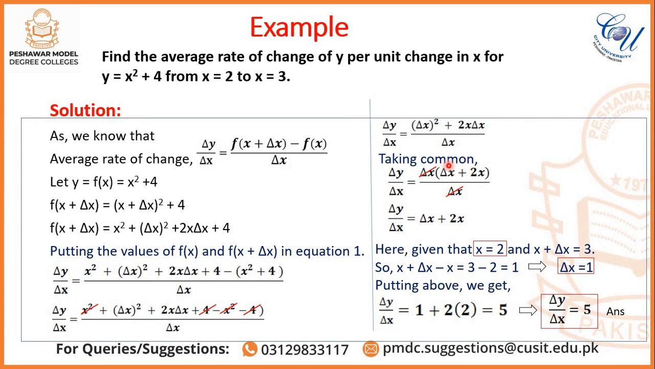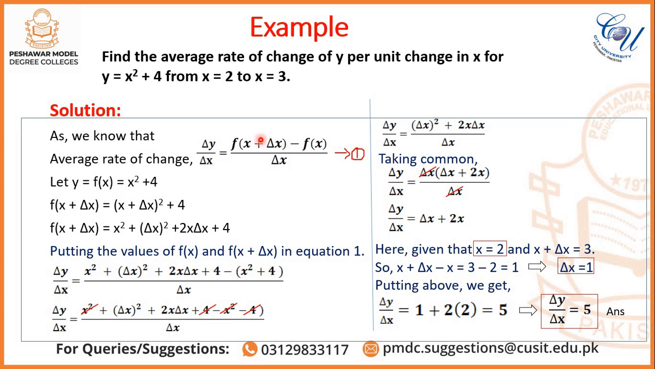Now consider another example. Find the average rate of change of y per unit change in x for y = x² + 4 from x = 2 to x = 3. Now consider the solution. As we know that average rate of change, that is Δy/Δx, is equal to (f(x + Δx) − f(x)) divided by Δx. We call it equation number 1. Now we let y = f(x) = x² + 4.